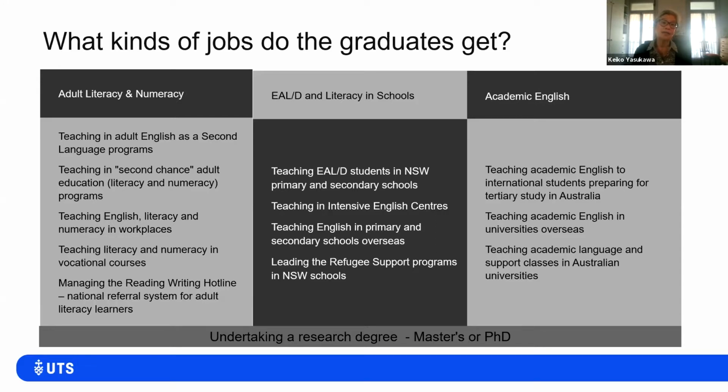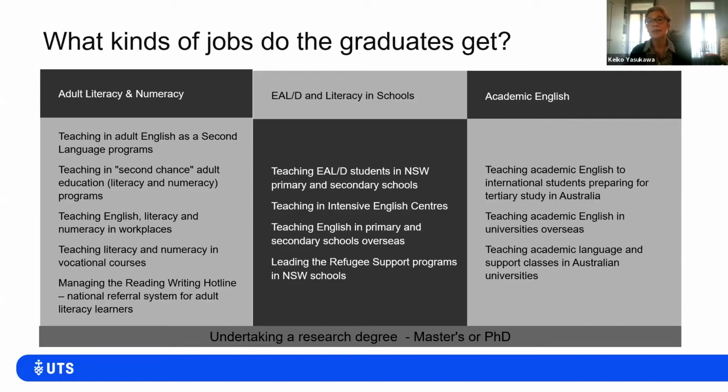Others are working in what we call the Second Chance Adult Education program. This is teaching literacy and numeracy to adults who may be from an English-speaking background, but for a whole range of different reasons did not do very well in school or may not have had the opportunity to finish school. And so they come back as adults into, say, a TAFE college to improve their literacy and numeracy.